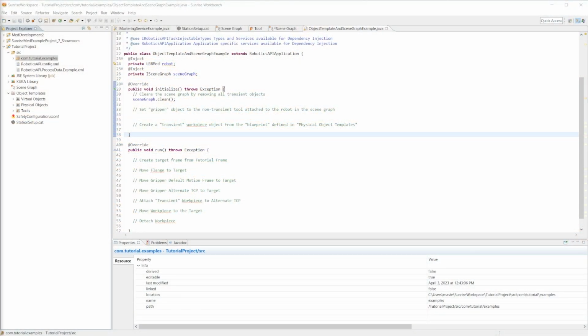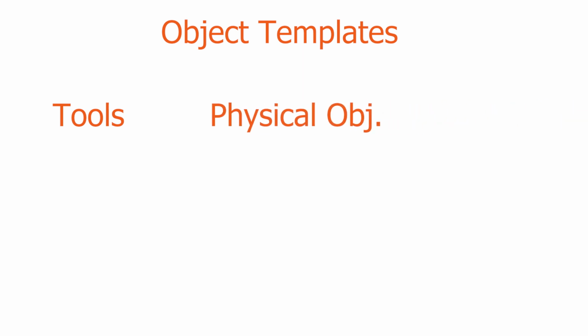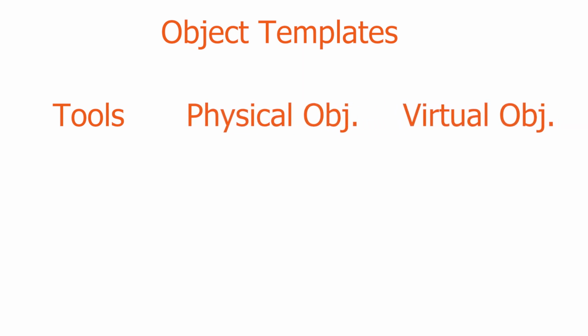Welcome back to another Sunrise 2.x tutorial video. Today's topic of discussion will be on object templates and the scene graph. So let's discuss the three main types of object templates. We have tools, physical objects, and virtual objects.